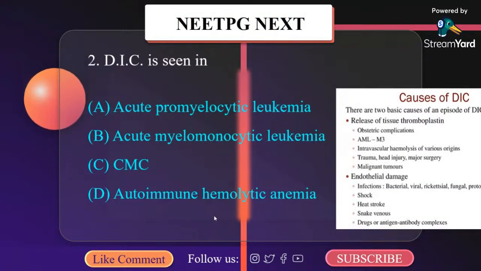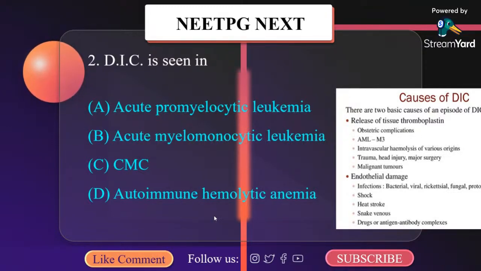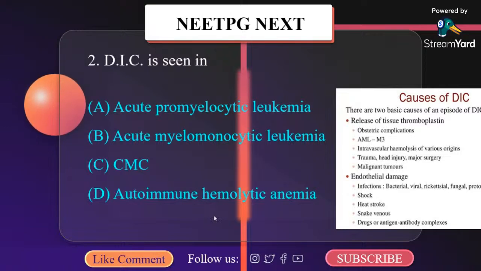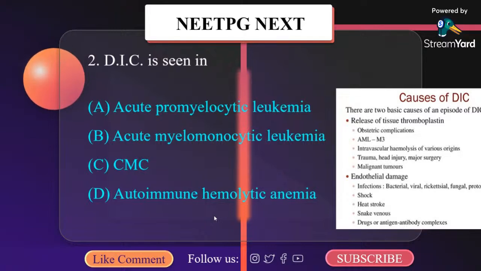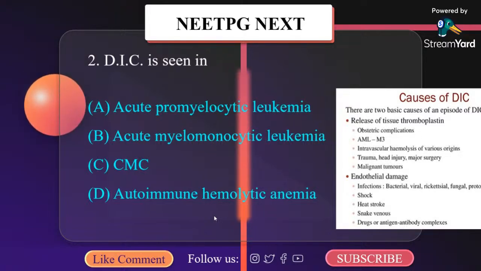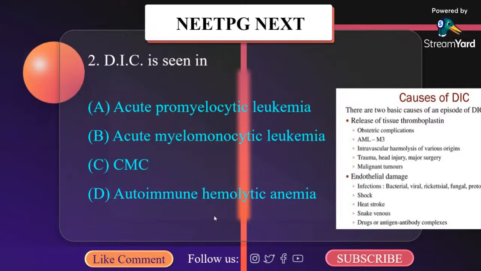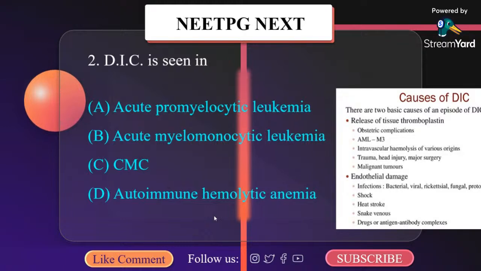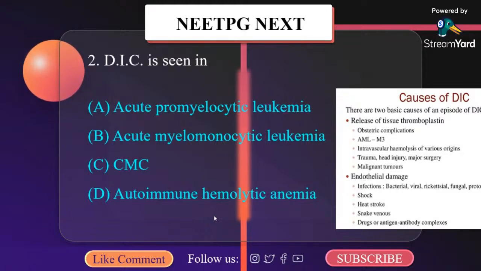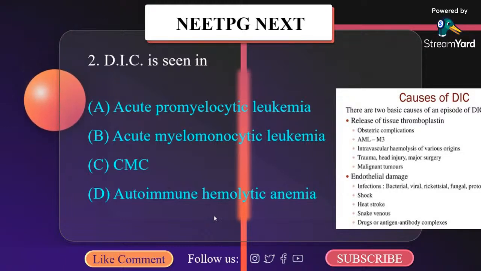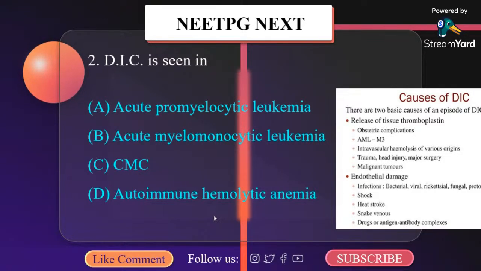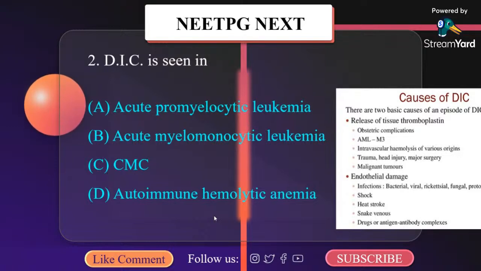DIC is seen in... This DIC is a very important topic. Now, what are the causes of DIC? The causes of DIC can be due to endothelial damage. Endothelial damage can occur due to bacterial, viral, rickettsial, fungal, protozoal infections. Endothelial damage can occur due to shock, heat stroke, snake venom, drug or antigen antibody complexes. DIC can also occur due to release of thromboplastin. This thromboplastin is released in obstetric complications, in AML M3 type, intravascular hemolysis of various origins, trauma, head injury, major surgery and malignant tumors.